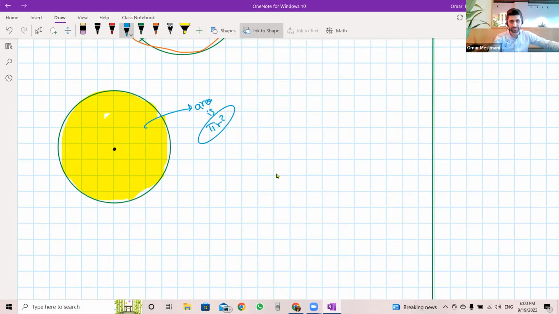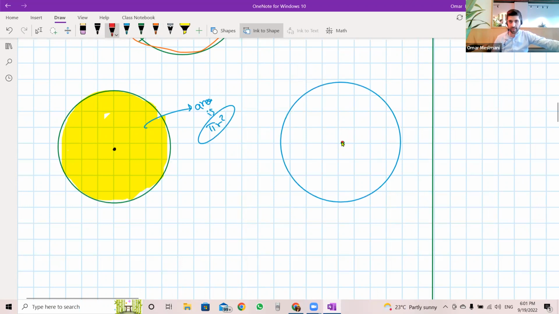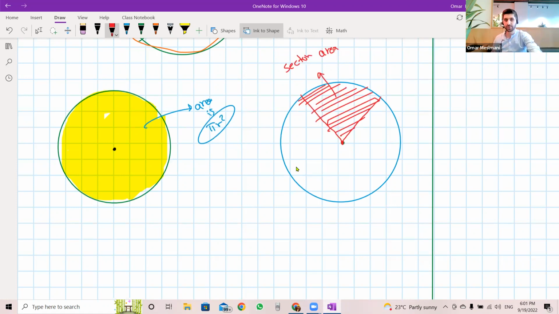Names. Okay, again, I have more names. If you have a circle, that is the center of a circle. What if you have this piece of cake, like this piece of pizza, what do we call the name of it? Sector. We call it a sector area. This is what we call the sector area.